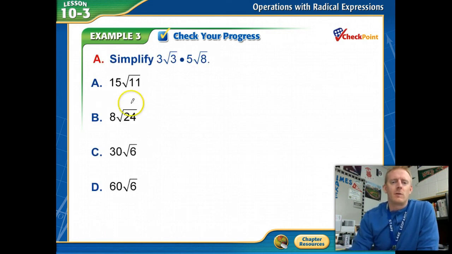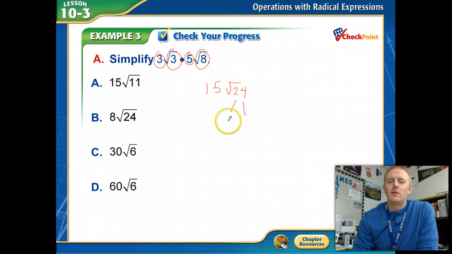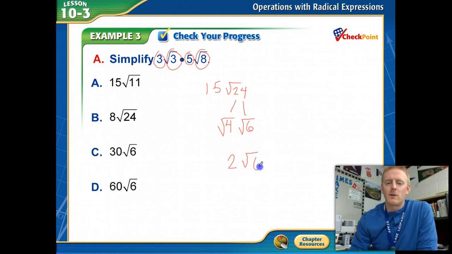And here it is. So when we multiply 3 root 3 times 5 root 8, we get 15 square roots of 24. So I pretty much did the 3 times the 5 to get the 15, and the square root of 3 times the square root of 8 to get to the 24. Now the 24 breaks down into a 4 and a 6. Now the square root of 4 is 2, and we don't have a nice perfect square for 6, so it stays that way, and we multiply that by what was already there, and that is why our answer is 30 square roots of 6.